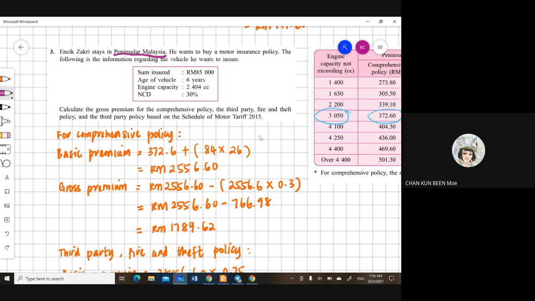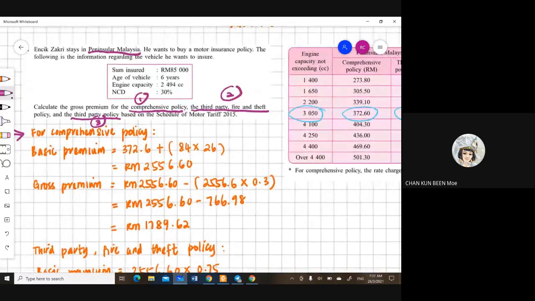Okay, so there are 3 tasks that you need to do right now by finding the gross premium of the comprehensive policy. That is the first one. The third party fire and theft policy, that is the second one. And then the third party policy, that's the third one. So for the comprehensive policy, hopefully you still remember the formula. You are going to find out the basic premium first. So the basic premium, you got to refer to the motor tariff.